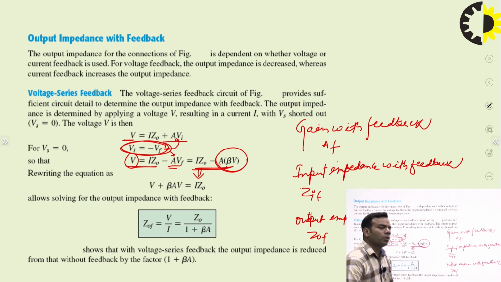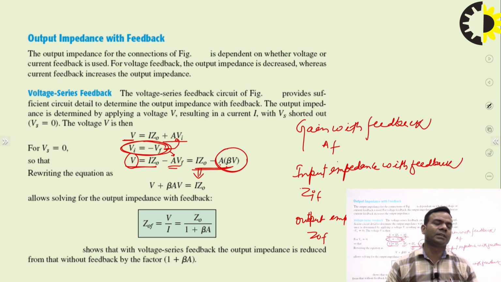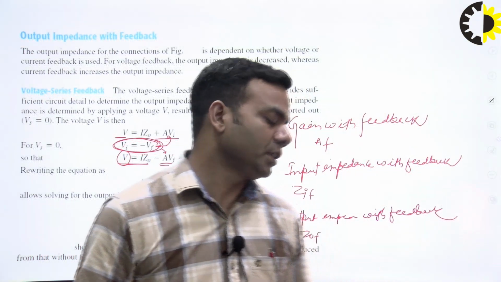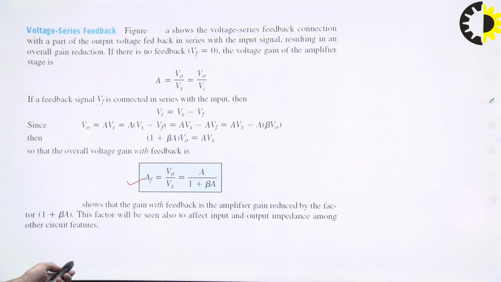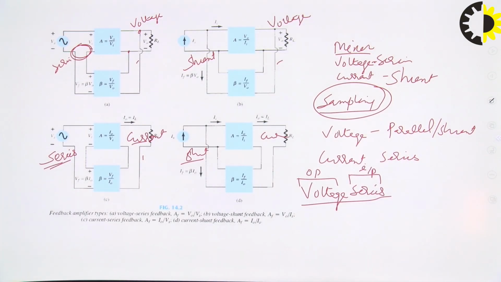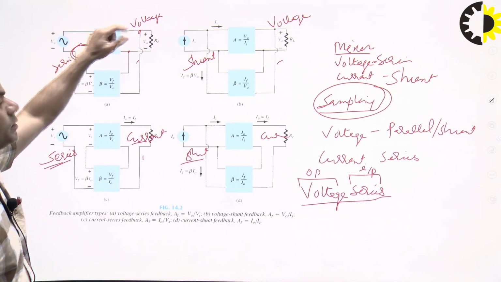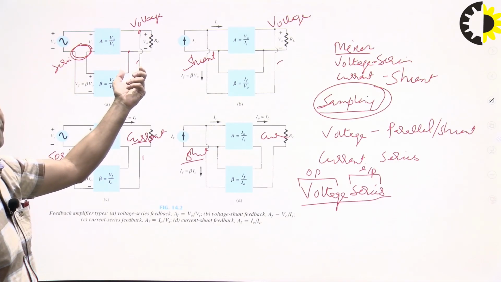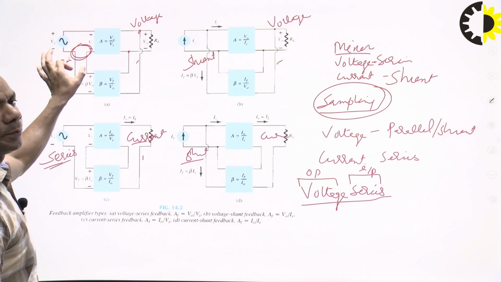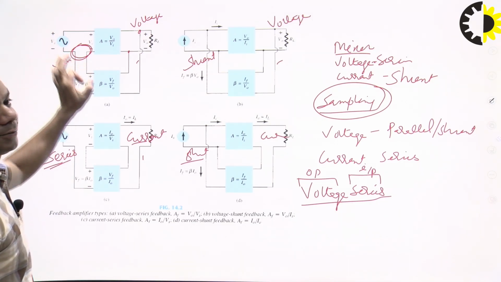So for all the 4 configurations, you can easily remember that the impedance with feedback will either be multiplied with the 1 plus A beta term, or it will get divided by the 1 plus A beta term. So let us see when it will be divided by 1 plus A beta and when it will get multiplied with 1 plus A beta. Here, see. In this case, the output side is the shunt connection. That means output impedance will be divided by 1 plus A beta. On the series side, input impedance will get multiplied with 1 plus A beta.